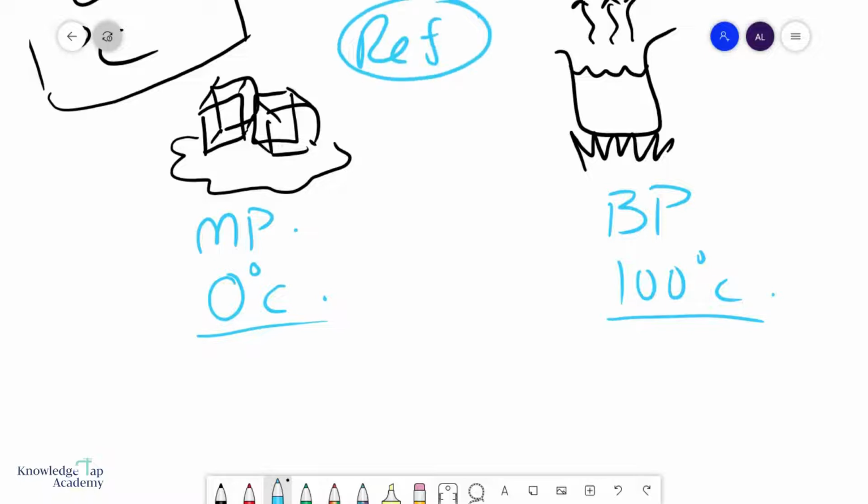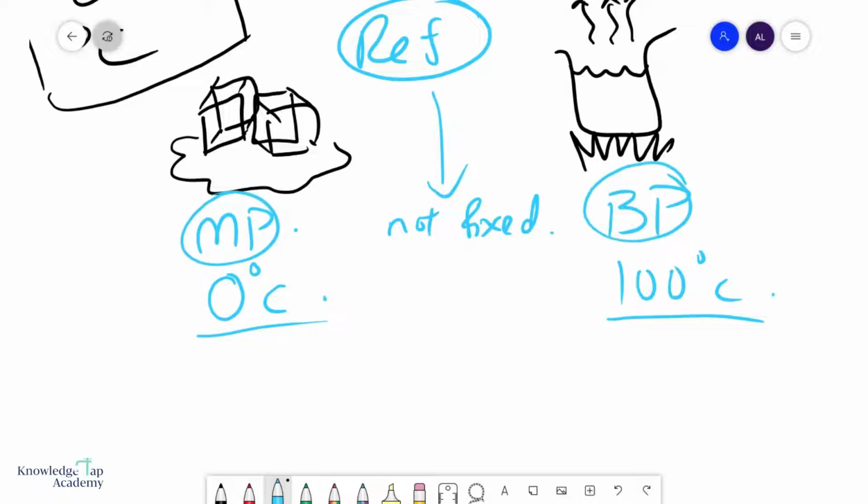Now, the problem with these reference points is that they change with your physical condition. They're not fixed, right? Depending on the pressure or humidity conditions, these points, the melting point and boiling point of water, can change depending on where you are. So it's not great, right?